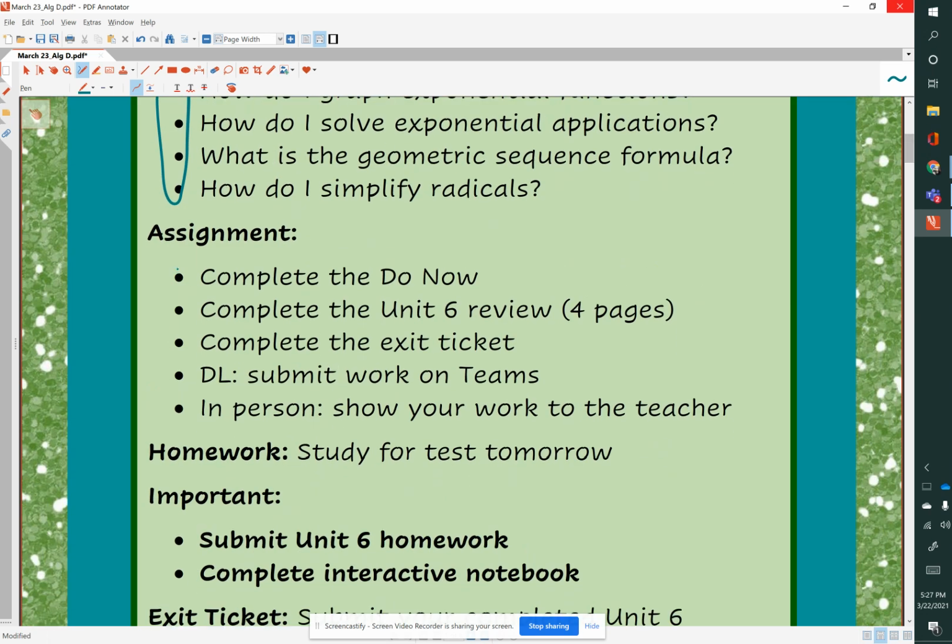So your assignment today will be to complete the do now, the unit review, the exit ticket. The exit ticket is basically submit your unit review. So if you're a distance learner, you'll submit your photo on Teams. If you're in person, you'll show me your completed work.